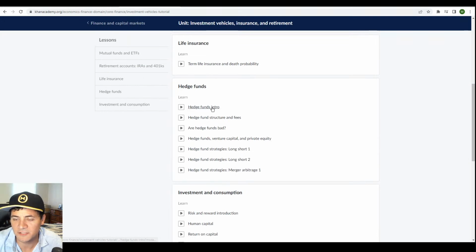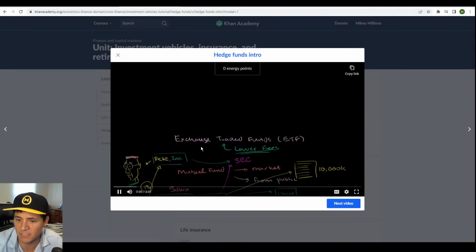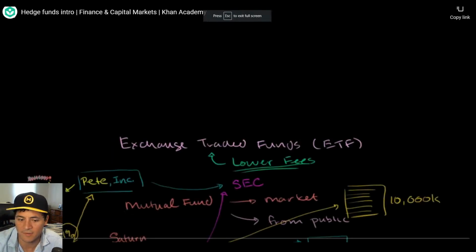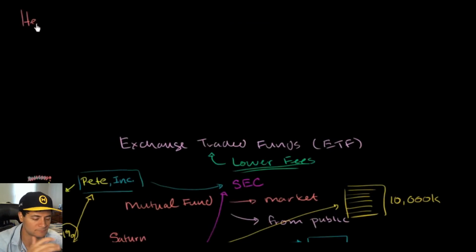and hedge funds. I want to learn more about hedge funds because everybody talks a lot of shit about them. I don't know if they're really the bad guys. Let's find out. Let's see what Khan has to say. It's probably another 2010 video, but it's cool. I want to see if we can understand the idea of a hedge fund a little bit better.